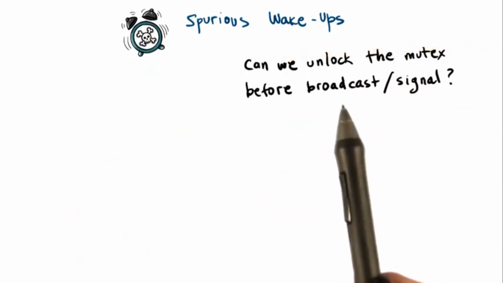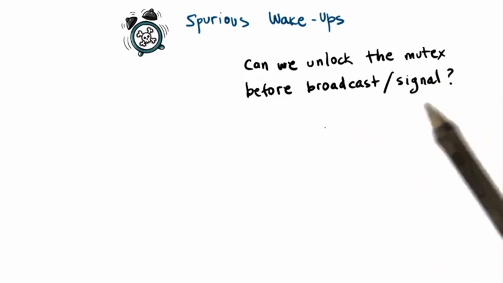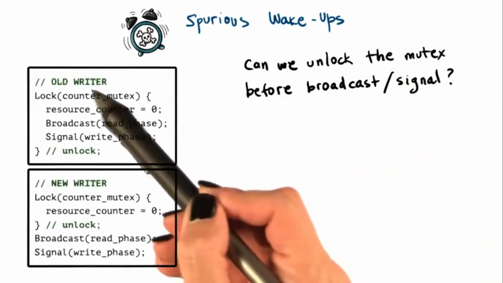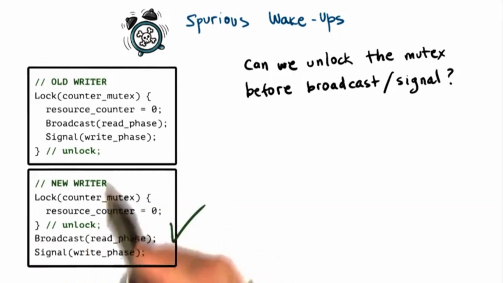So would this always work, though? Can we always unlock the mutex before we actually broadcast or signal? For instance, by using this trick, we can transform the old writer code into this code where we first unlock and then we perform the broadcast and signal operations. This clearly will work just fine. The resulting code will avoid the problem of spurious wake-ups, and the program remains correct.